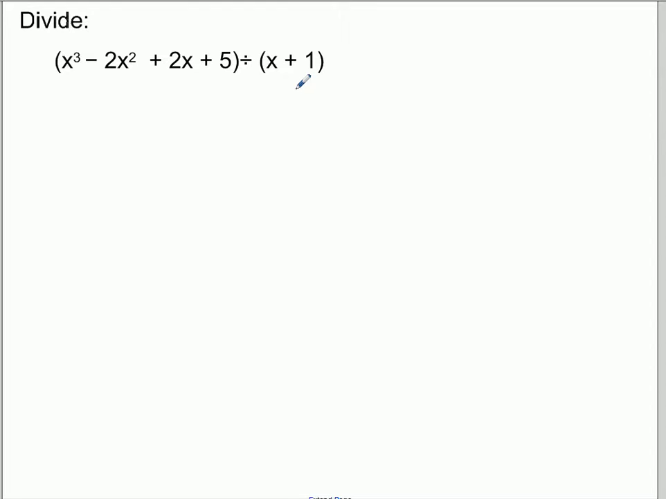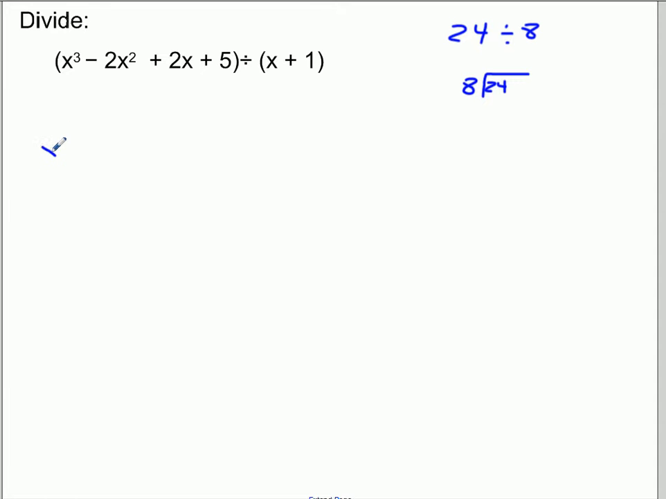Another approach is I could do long division, just like if I was taking 24 divided by 8. I would see how many times does 8 go into 24. I could do long division with polynomials as well. Or I could use the process of synthetic division, which is really a nice shortcut method for doing long division. Let's go ahead and do long division on this one just for fun.